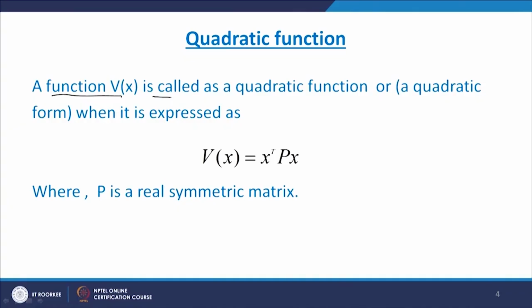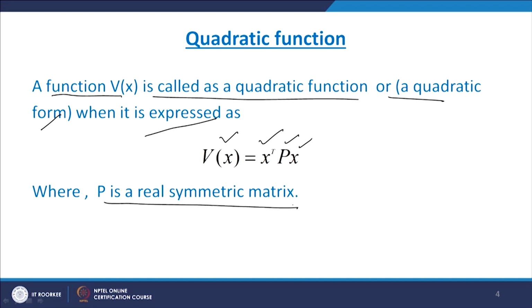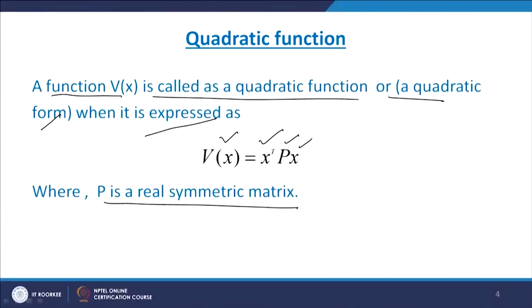So in order to understand Lyapunov's theorem, we should understand what is meant by a quadratic function. A quadratic function V of x is called a quadratic function or a quadratic form when it is expressed as V of x equal to x transpose P x, where P is a real symmetric matrix. P is a real symmetric matrix, meaning the rows and columns are the same. So if you take P as a real symmetric matrix and x transpose P x like this, we will get a quadratic function.